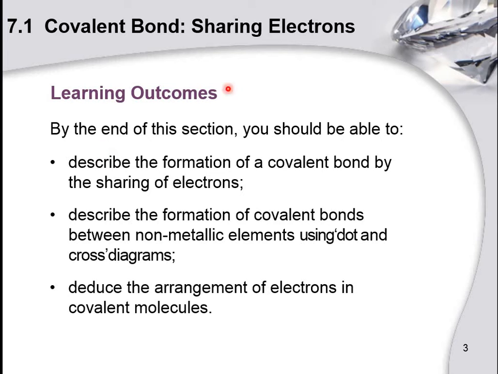The learning outcomes: by the end of this section, you should be able to describe the formation of a covalent bond by the sharing of electrons. The keywords here: describe the formation of covalent bonds between non-metallic elements using dot and cross diagrams, and the arrangement of electrons in covalent molecules.